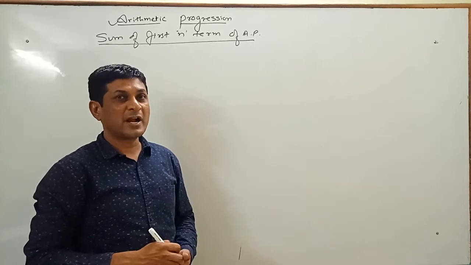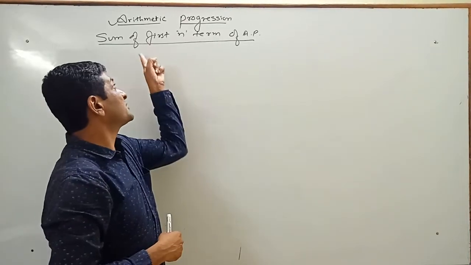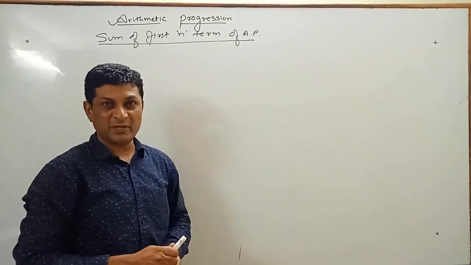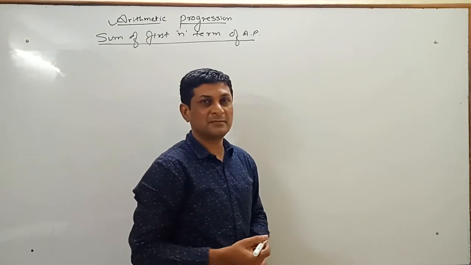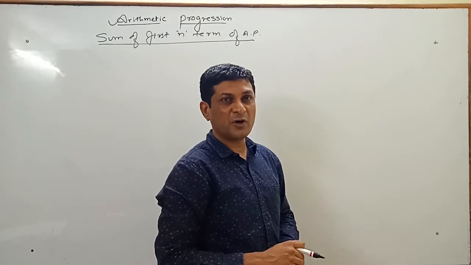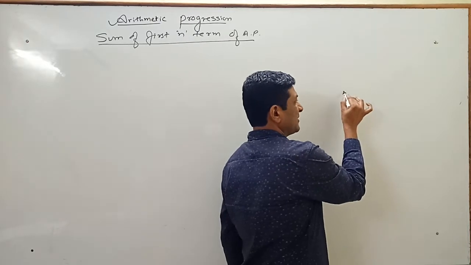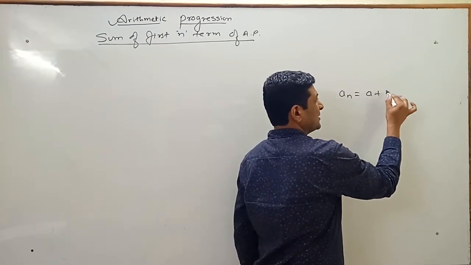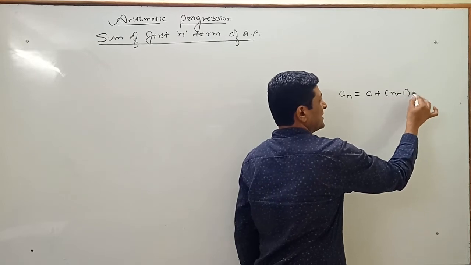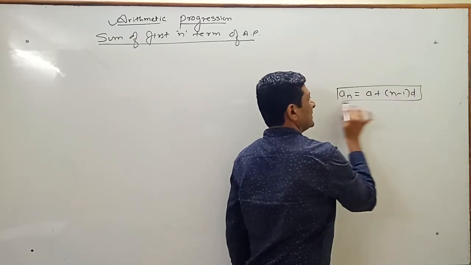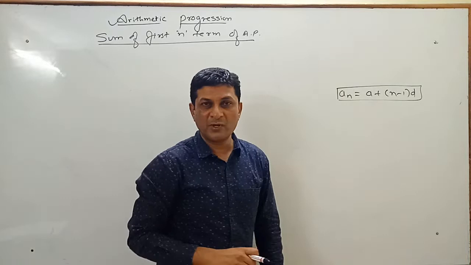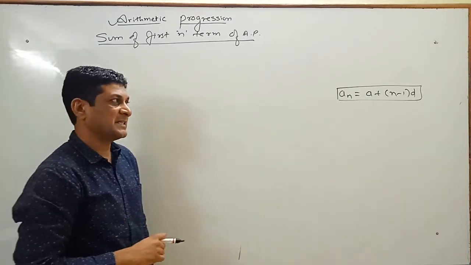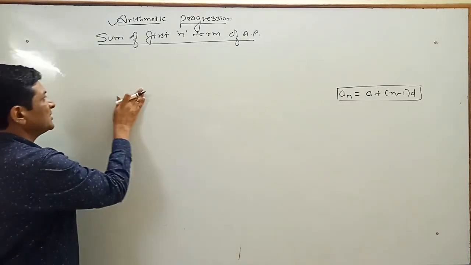Today we will try to prove one formula to find out the sum of n terms in an arithmetic progression. In the last video, we proved a formula to find the nth term of the arithmetic progression. The nth term we denote by an, and its value is equal to a plus n minus 1 into d. Applying this formula, we solved the examples in the second exercise. Now let us try to prove this formula.